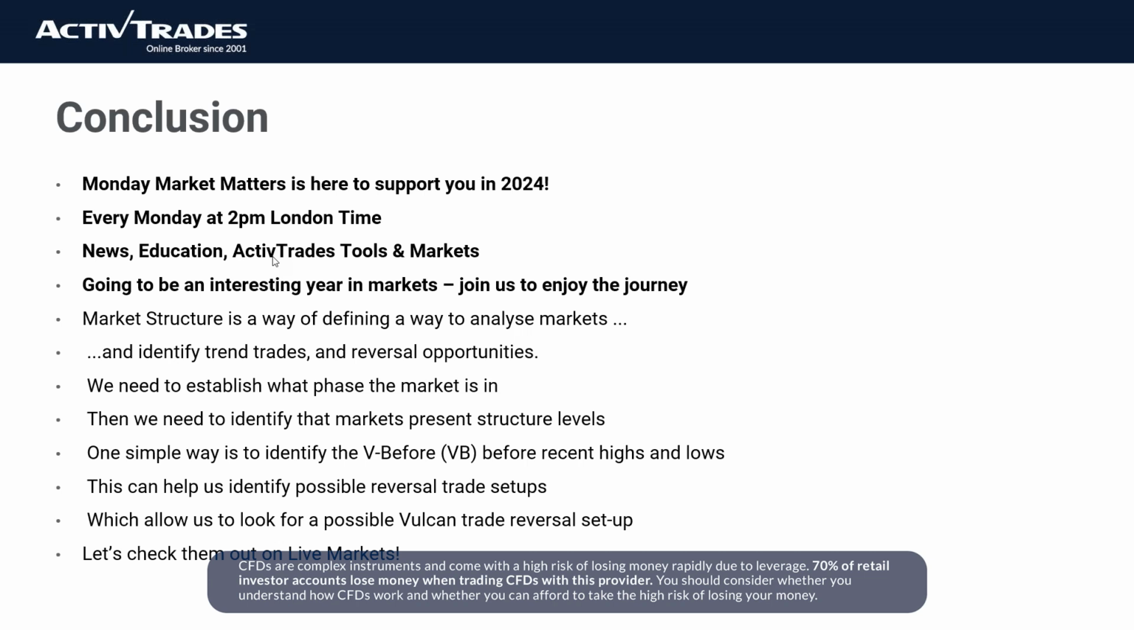When we start to look at market structure, really, market structure is just a way of defining a simple way to analyze markets and identify trends to trade or identify reversal opportunities. It's important for us to establish what phase the market is in. Is it in an uptrend? Is it in a downtrend? Is it transitioning? Is it just range bound? Because very often, by identifying those present market structure levels, it gives us ways to either join the trend or, as we've just talked about here today, look for a reversal.